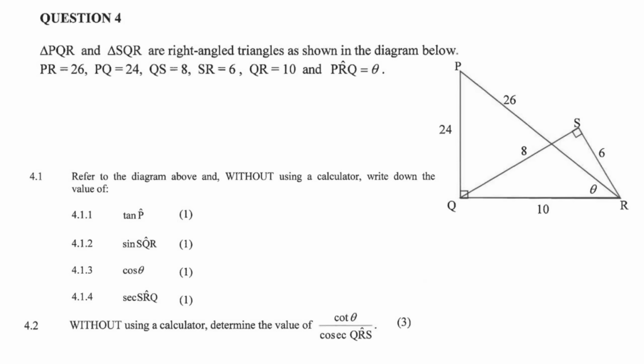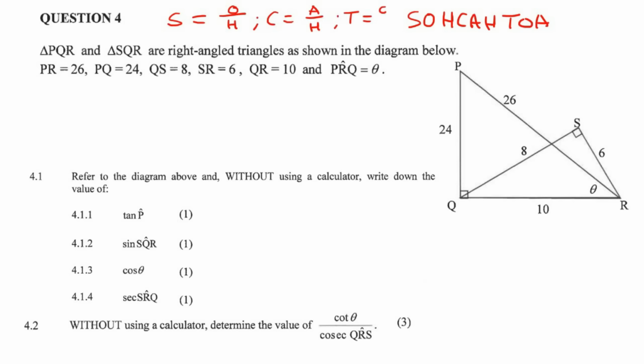Okay, so for all of these triangles, we must remember we need to know what sin, cos, and tan are. So we could use SOHCAHTOA. Maybe your teacher uses a different little riddle. I've seen so many different ones, but I typically use SOHCAHTOA. So what that means is that sin is opposite over hypotenuse, cos is adjacent over hypotenuse, and tan is opposite over adjacent.